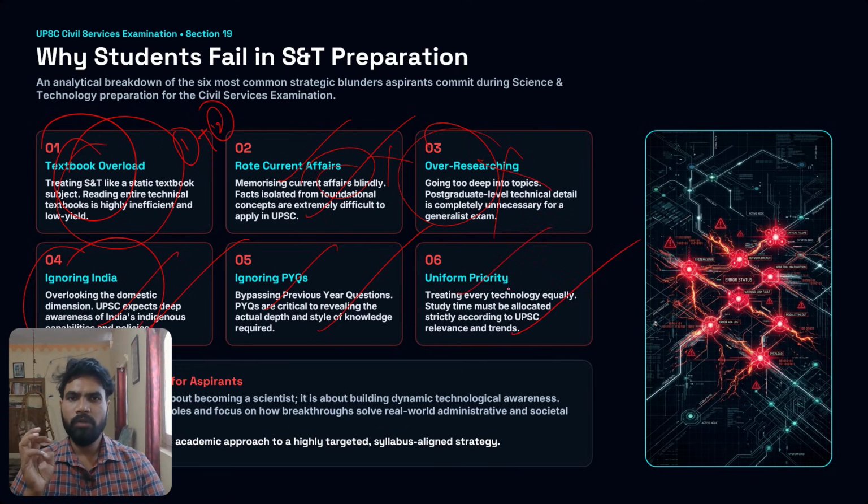Next, uniform priority. Students also make this mistake of treating every technology or every topic equally. No, you give each topic within the science and technology subject only as much importance as it deserves. Maybe things like nuclear technology and nanotechnology, you may have to understand briefly, but things like artificial intelligence, cyber security, and quantum computing, because these are emerging areas, you have to go into them in some more depth. That's how you have to prioritize and do your preparation.